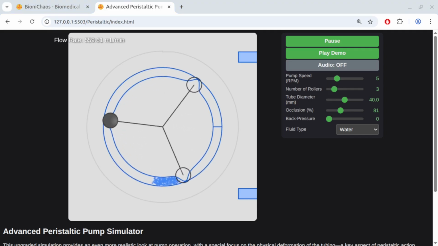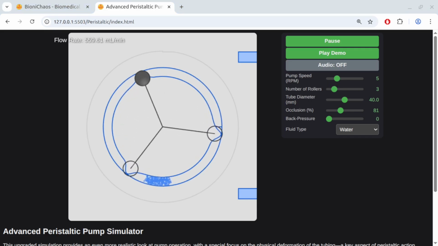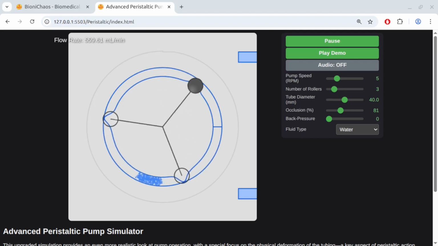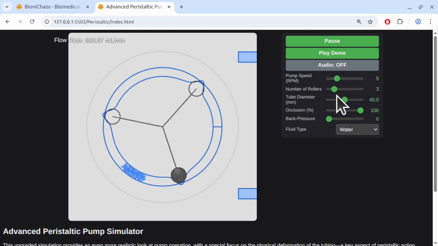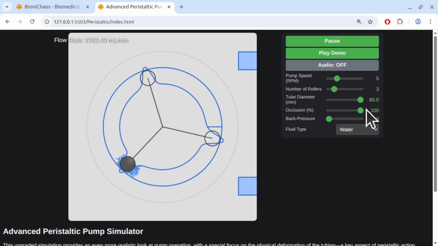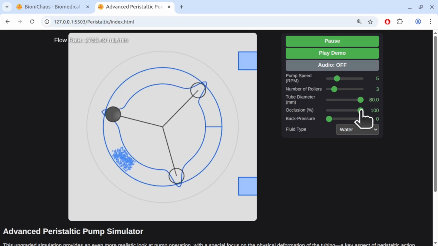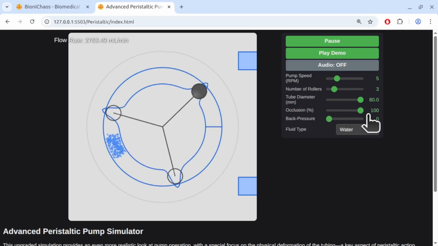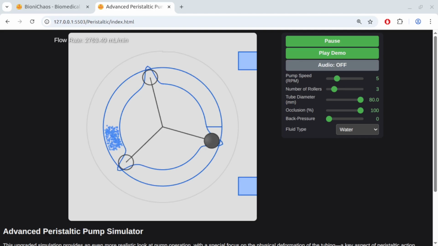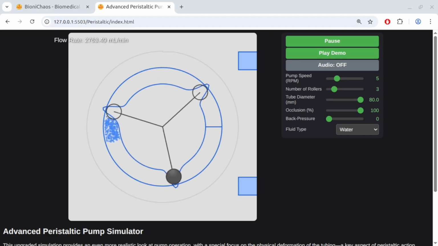Looking at the screenshots of the web application, here are some observations and potential issues. Observations. Roller position relative to tube walls. In the first screenshot, high occlusion, 100%, the rollers are positioned closer to the outer wall, which is correct behavior. However, the rollers appear slightly overlapping the outer wall, which should not happen.